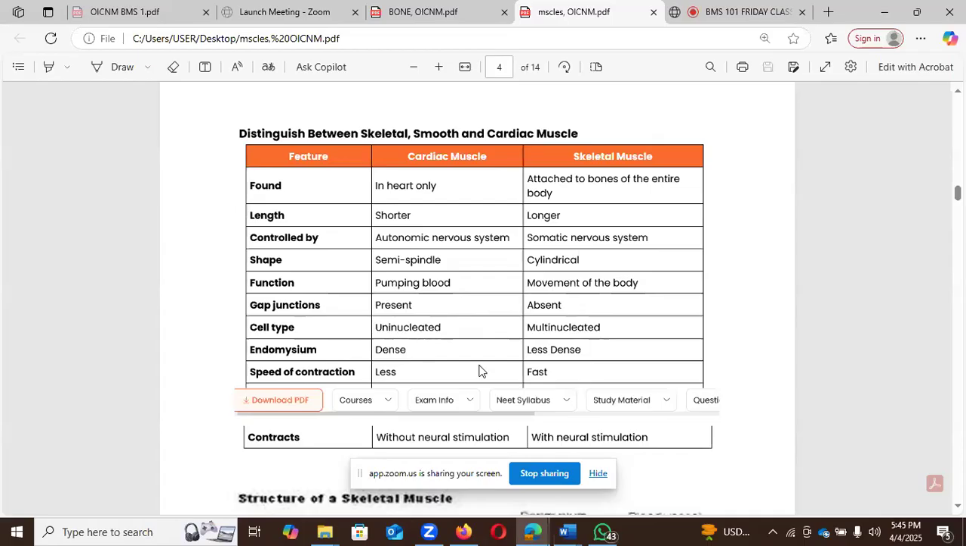Endomysium is dense, it has less dense endomysium. In terms of speed of contraction, medium, less, intermediate. This one is fast. Skeletal muscle is fast. In terms of contraction, there is no nervous stimulation. Contraction is through nervous stimulation.